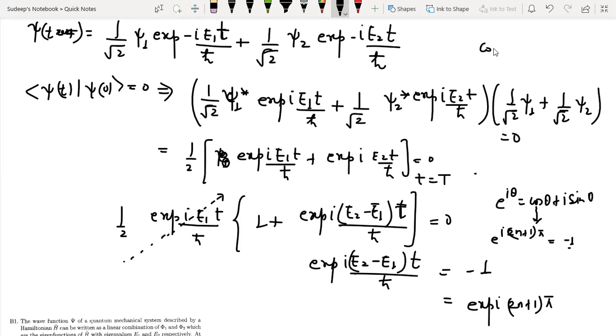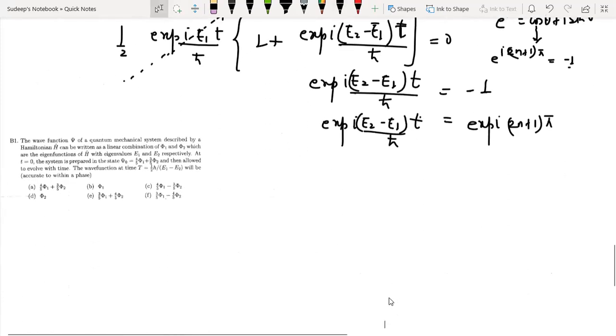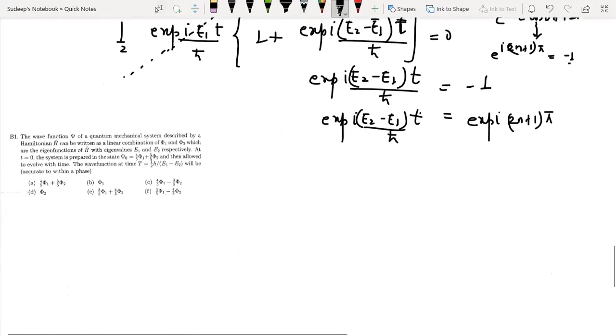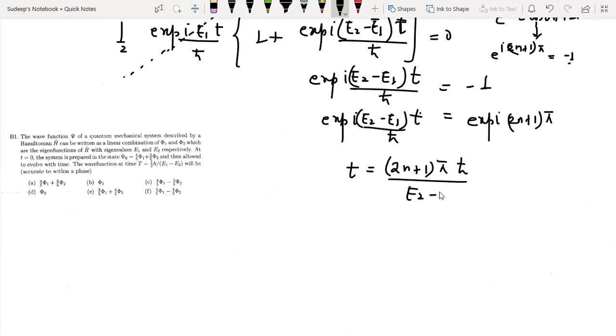Always remember, cos n pi is always equal to minus 1 raised to power n. At all these multiples of pi, sine becomes 0, so cos remains minus 1 raised to power n. If it is odd, then it is minus 1. So I've written e power iota 2n plus 1 pi. Clearly, my time would be equal to 2n plus 1 pi h bar upon E2 minus E1.